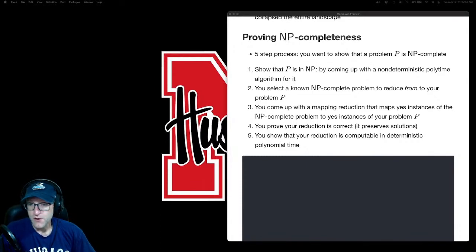Then finally, you show that your reduction is computable in deterministic polynomial time. Okay? And again, that's easy. Usually these things involve what are called gadgets. That's the first one that we're going to look at, actually. We're going to reduce from SAT, which is our first and only known NP-complete problem, at least in this course. There are hundreds of NP-complete problems.